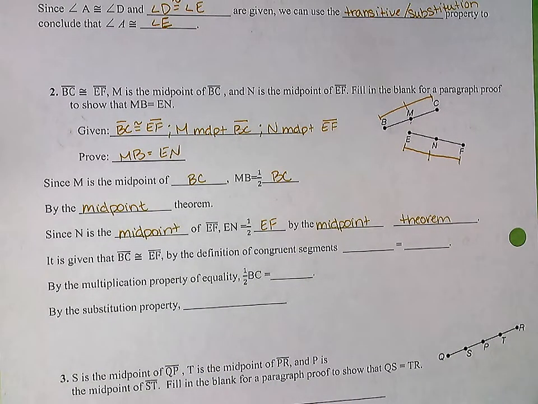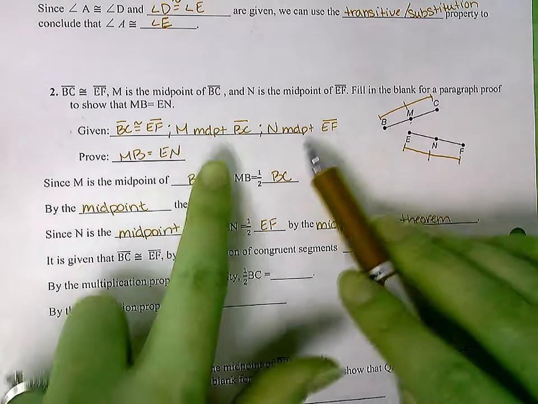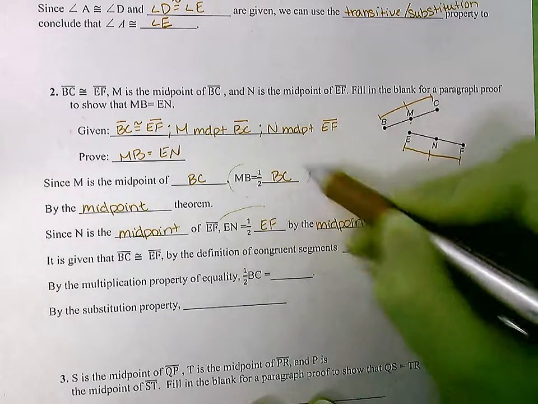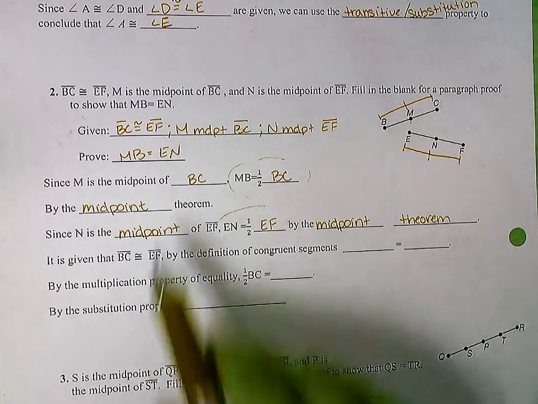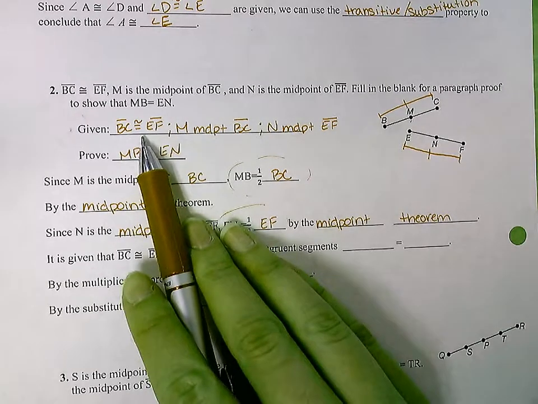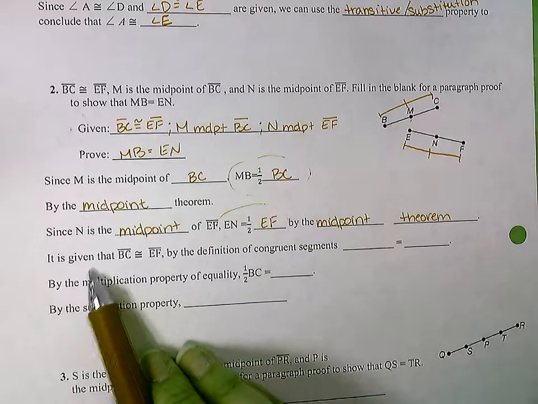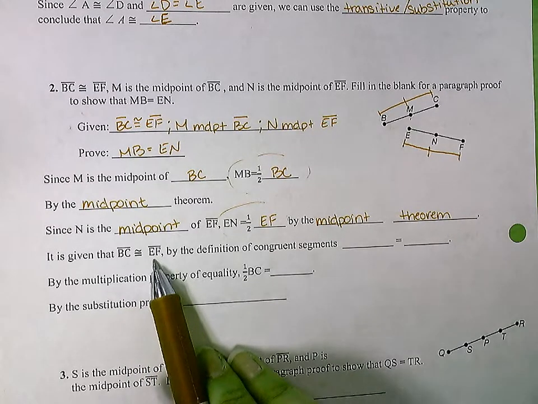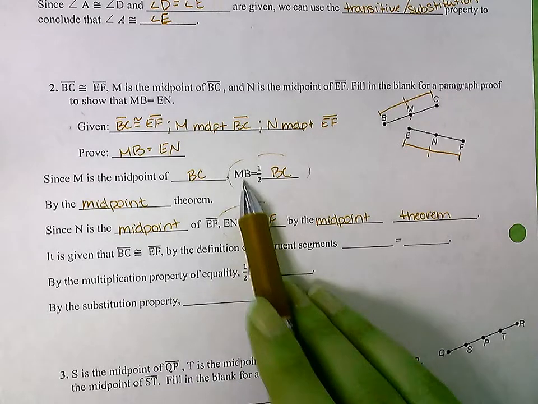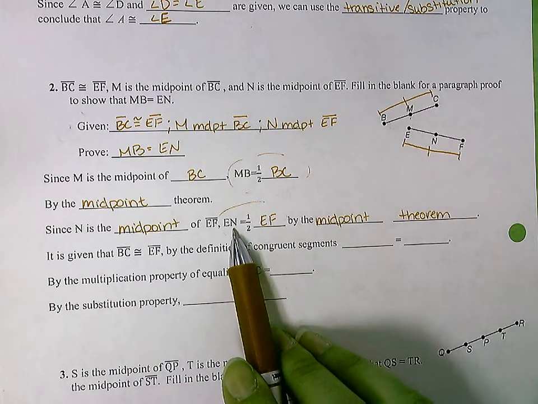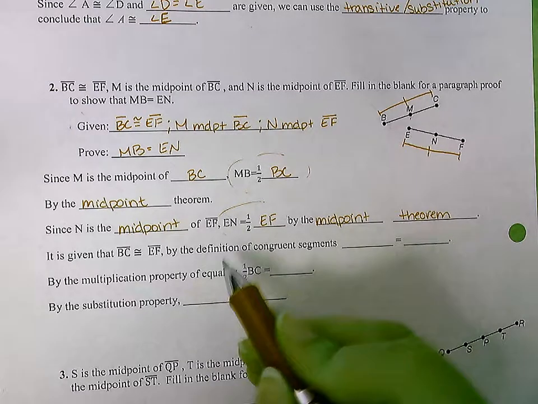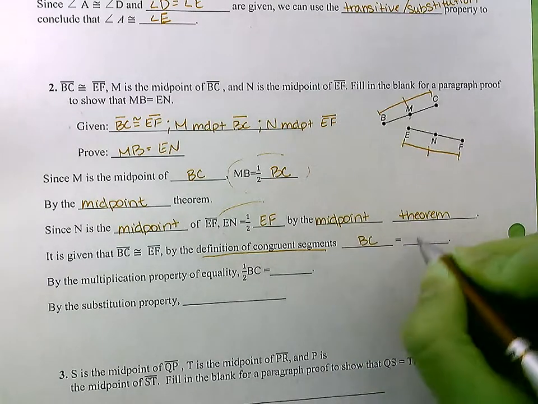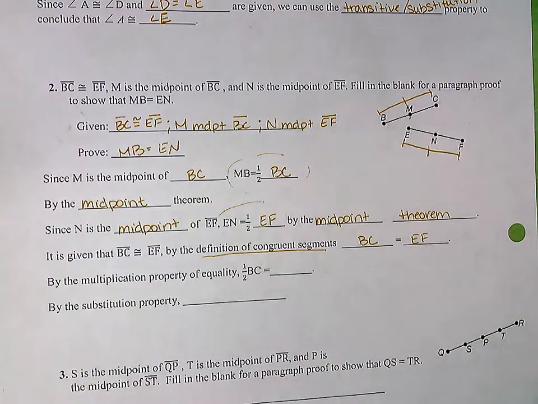So I use those two pieces of given information right here to make these two new statements here. I still have one more piece of given information, so I need to use that as well. It was given that segment BC is congruent to segment EF, and I want to change it into equal measures because that's what everything else is in right now. So we're going to use that definition of congruent segments to say BC is equal to EF.